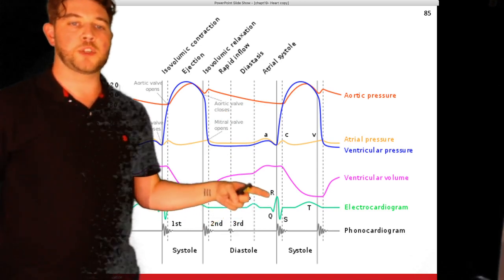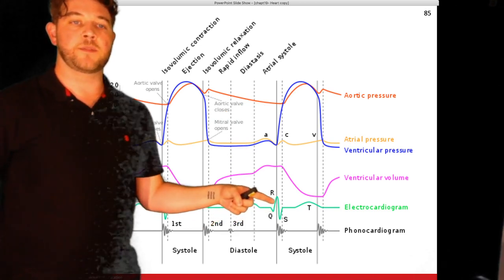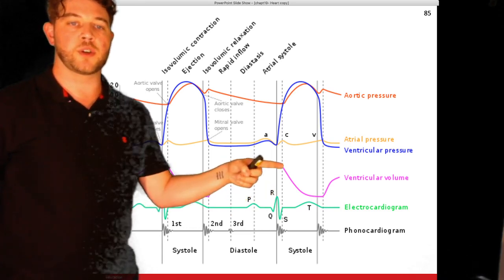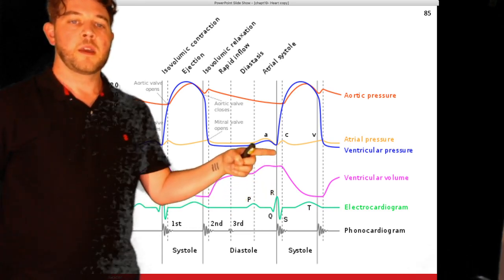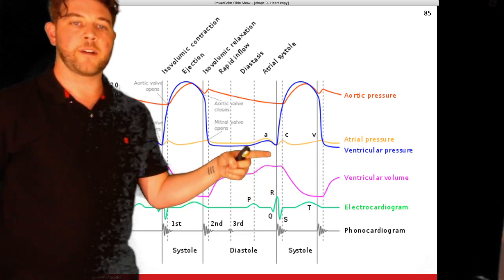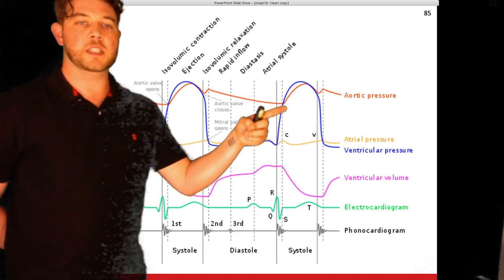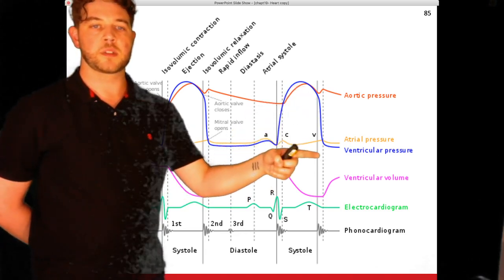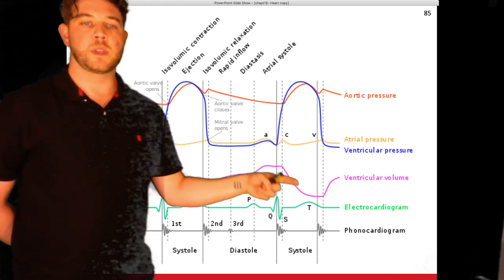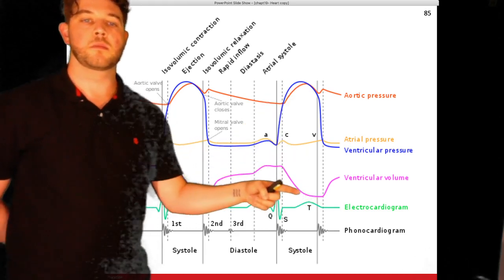Now if we go, we have QRS. So this is when the ventricles are starting to depolarize. We can see that during that ventricular depolarization, there's no change in volume. But then right up here, if we follow that R up, you see this immediate big spike in ventricular pressure, okay? This spike in ventricular pressure corresponds with this dip in ventricular volume.